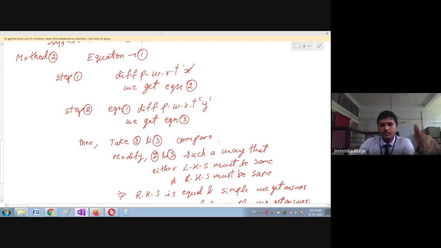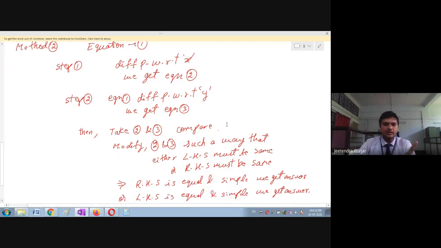Then go to step 2. Take the equation once again and differentiate partially with respect to y. We get equation 3, and again modify it so that equations 2 and 3 can be compared. You modify in such a way that the LHS is the same, so that you can make the RHS equal and then simplify. That answer is also correct. If you get the RHS the same, then you equate the LHS and simplify. You are going to get the answer, and that is the form of the PDE, that is, you eliminate the arbitrary constants.